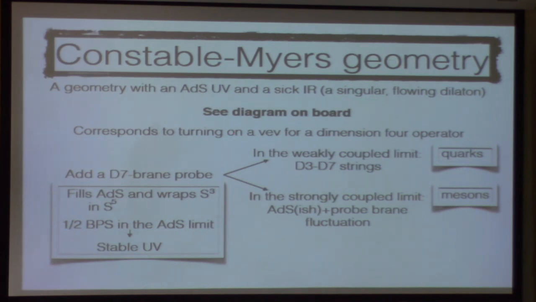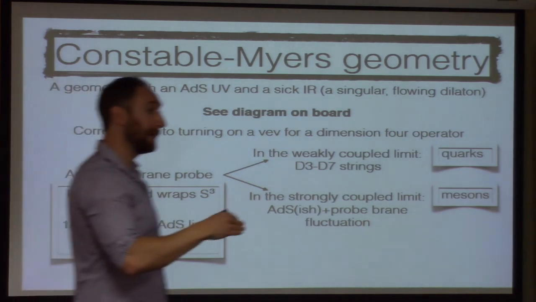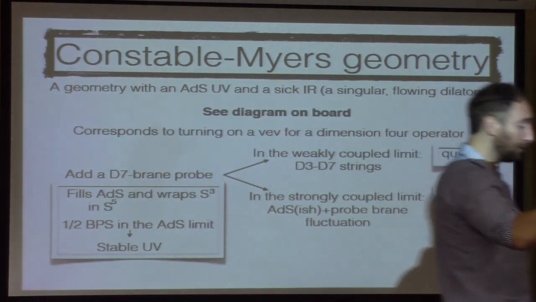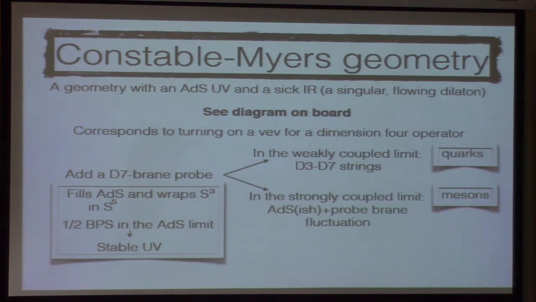Okay? So we don't want to get anywhere near that singularity, but it turns out that if we take that geometry and we probe it with a D-brane, the D-brane is naturally repelled from the singular region, and we can study the physics of the D-brane, which corresponds to studying flavor physics, quark-like physics, coupled to Yang-Mills. It actually turns out that turning on the dilaton corresponds to turning on a VEV for a dimension 4 operator.